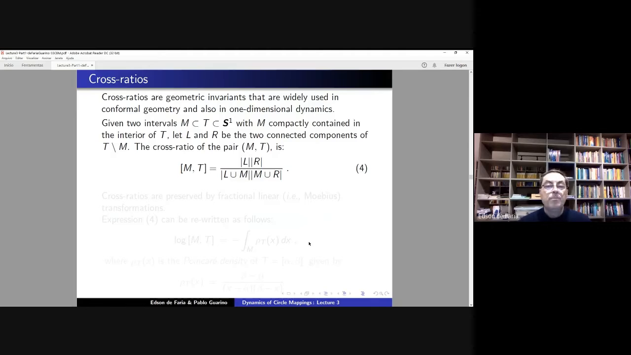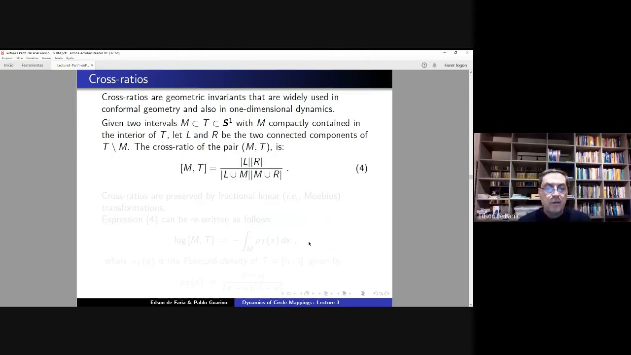And you look at the 2 components of the complement inside T. So you look at T minus M, it has 2 components, a left component and a right component. I mean, denoting these by L and R very naturally. Of course, you're on the circle, so you have to tell what is left and right, but this doesn't matter here to us. So the cross ratio is defined as this funny quotient that you see there. You take |L||R| divided by |L union M||M union R|, okay, the lengths of these intervals.